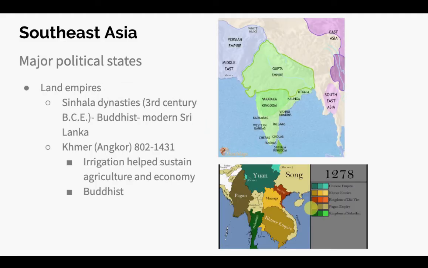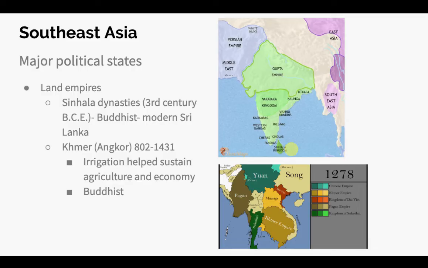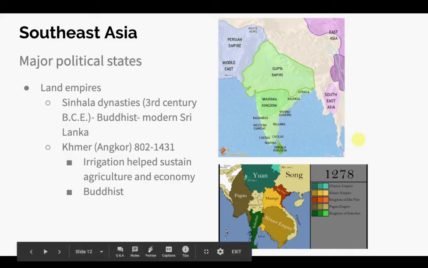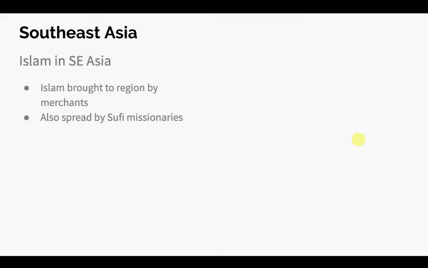There were also major land empires, such as the Sinhala dynasties in modern-day Sri Lanka, which began as a haven for Buddhist monasteries until invasions weakened the state. And Sri Lanka is way down here. It's this island off the southeast coast of India. Over in modern-day Cambodia, the Khmer Empire was a marvel of temple complexes and irrigation systems, shown here. The ruins of this great civilization show the Hindu and Buddhist influence of its residents.